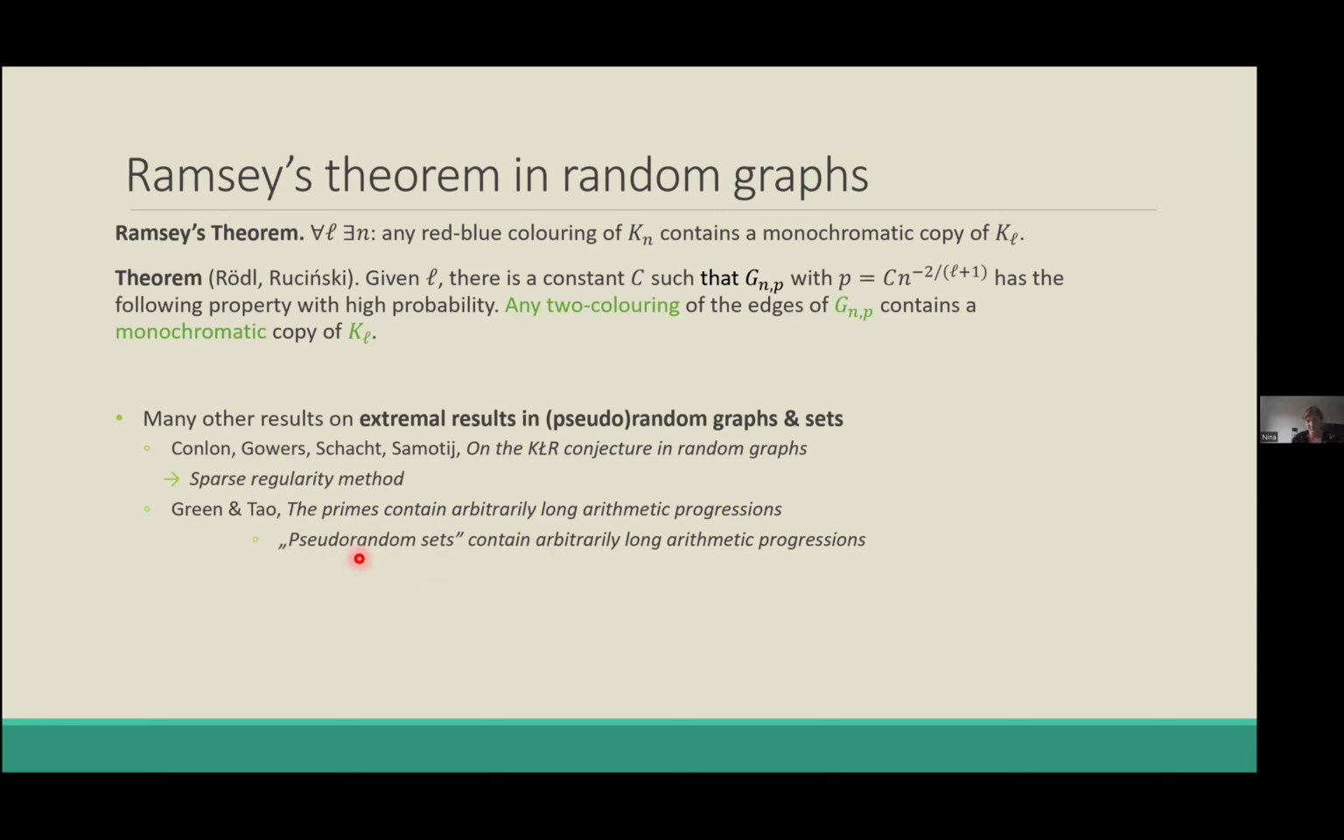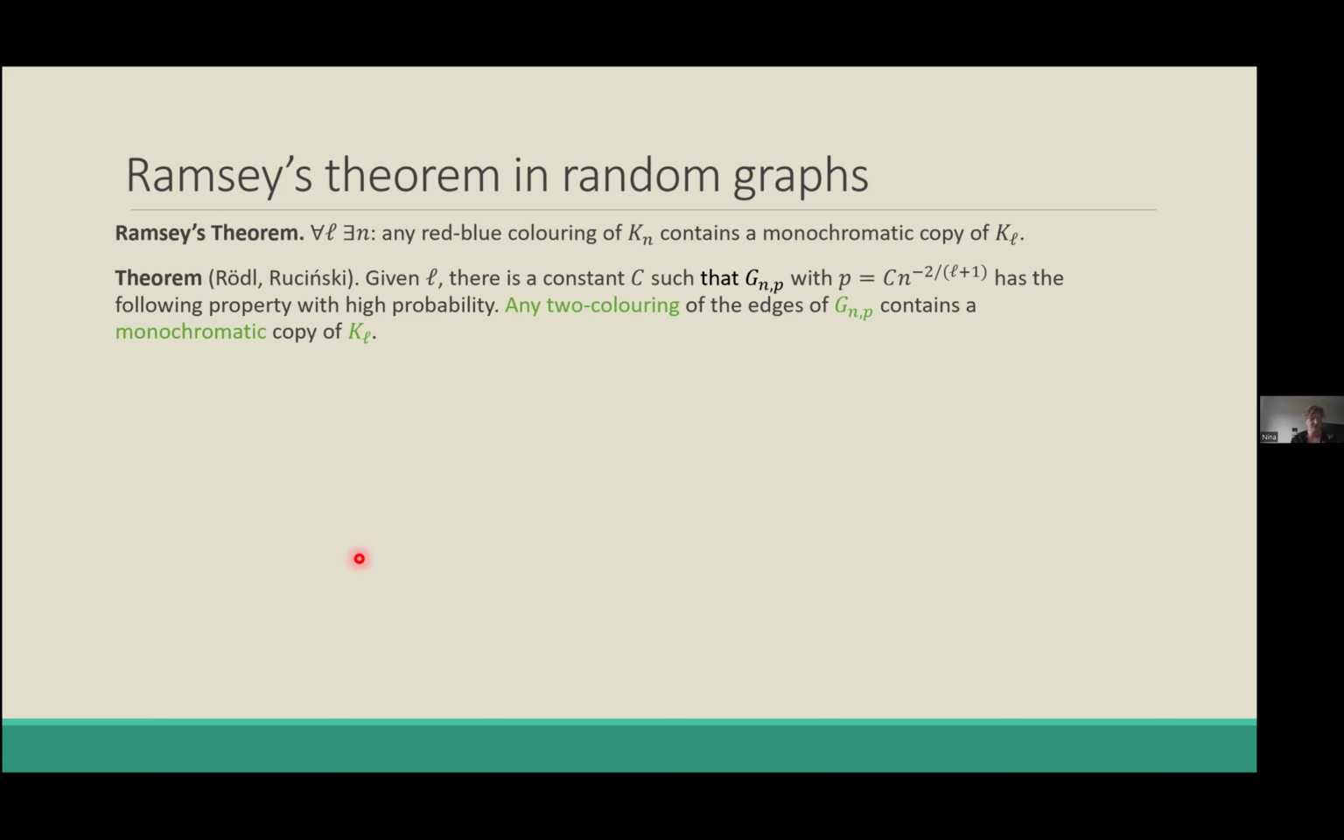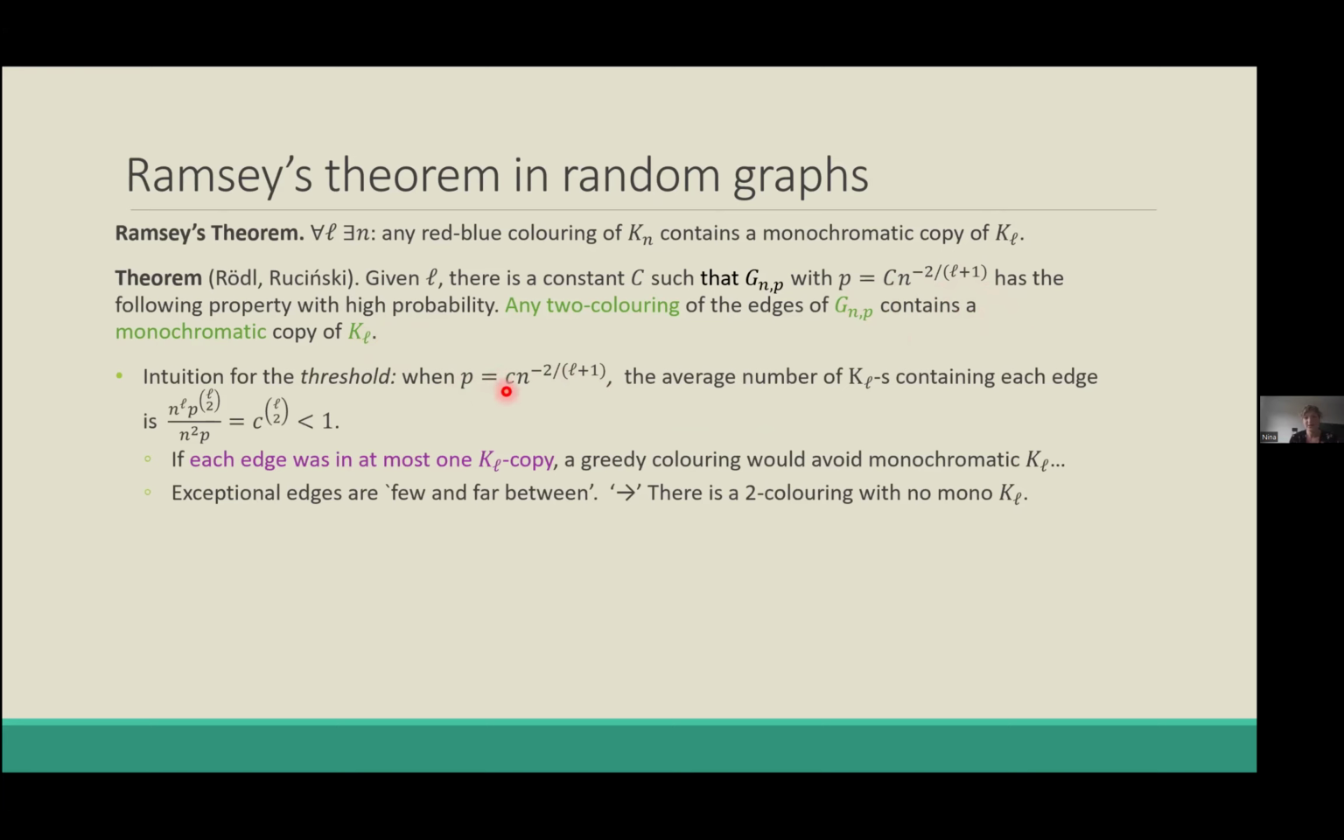Okay, so that's just a little bit of background, but let's go back to this theorem of Rödl and Ruciński. So let me give you an intuition on why this threshold is optimal. Obviously, in order to robustly contain copies of K_L, first of all, you need to contain copies of K_L, but you also need to contain them with a significant overlap. So I'll give you an intuition about the lower bound, so about the negative statement. I'm claiming that when p is a small constant times this threshold, then you can have a coloring which avoids monochromatic K_L copies. And why is this the case?